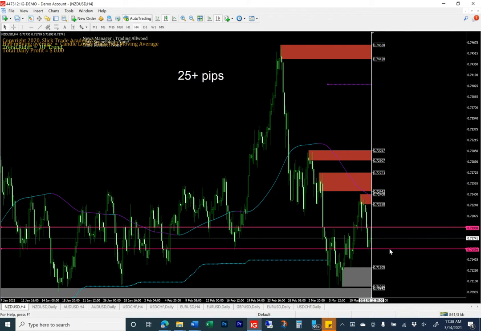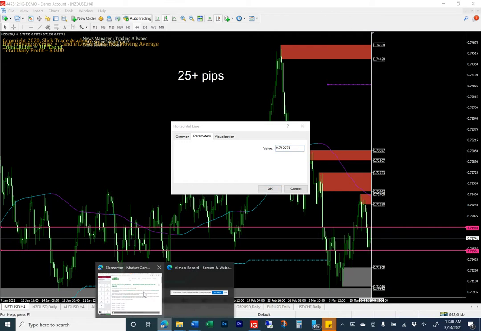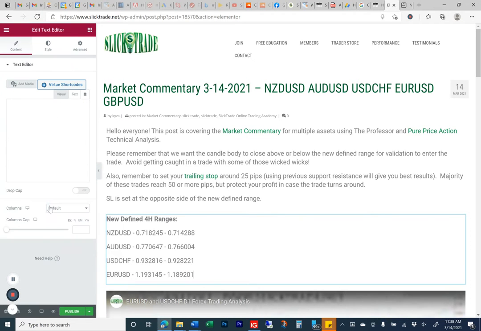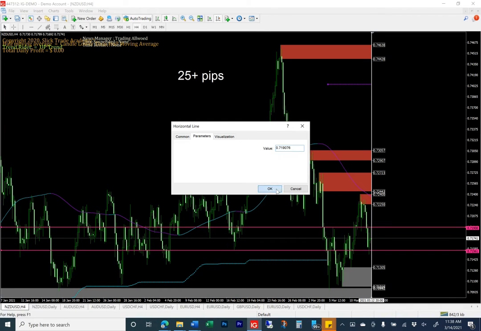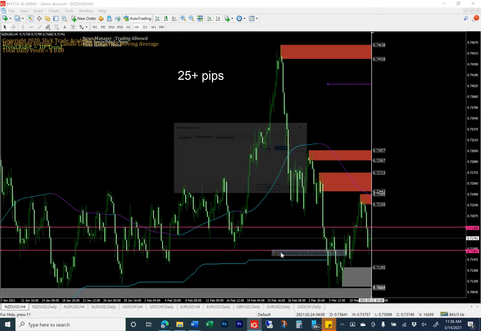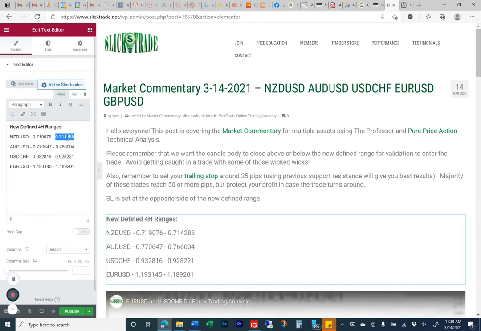Right here, we are seeing right about there for pretty solid support. So I'm going to grab these levels for you. We're going to go right here. This is the lower portion of the new defined range.